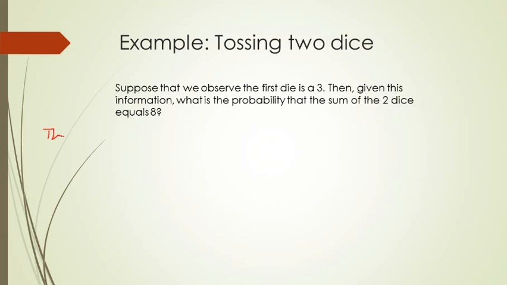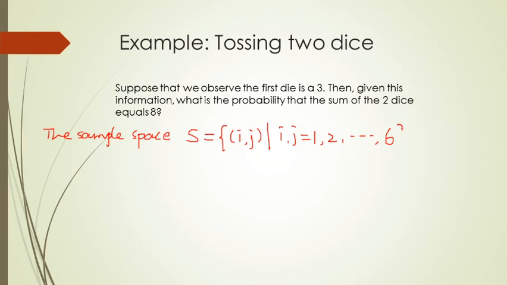First, the sample space. Sample space S. We can denote all the outcomes by the indices, like I and J in the parentheses, right? I and J both run from 1 to 6. So totally we have 36 different outcomes when we toss two dice. Now here, suppose that we observe the first die is 3.